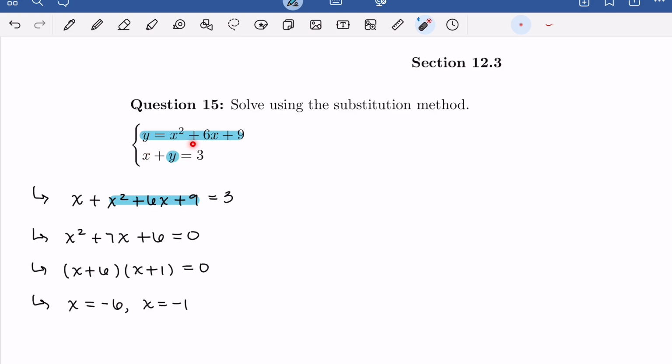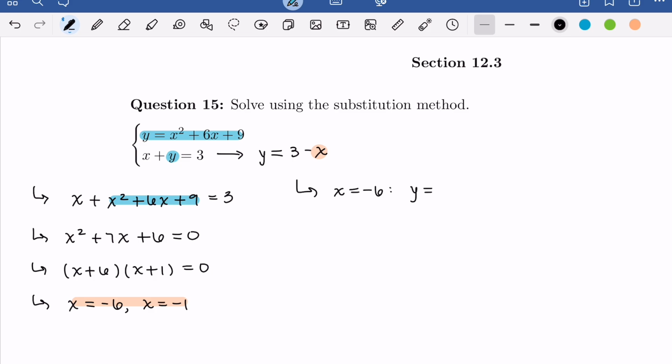Now the easiest way to do that would actually be to work with this second equation, because if we rearrange this and solve for y, we're going to get that y is equal to 3 minus x. So using this, we can just plug in the values for x that we found and see what we get for y. Remember, we found two different values. So let's first plug in -6.